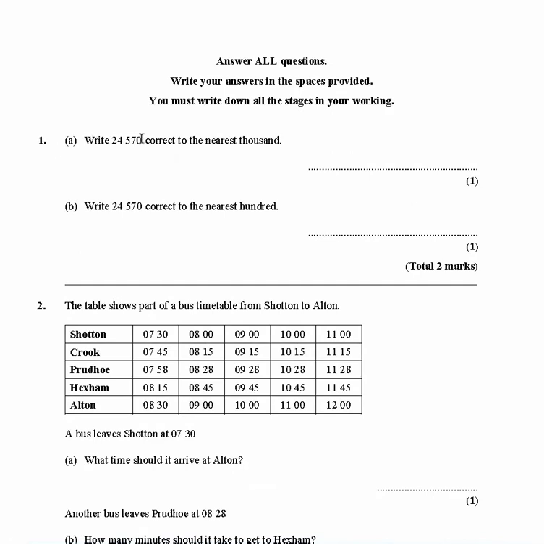Okay, question 1. That should be fairly easy. Just read it to yourself. 24,570. Okay, and write that to the nearest thousand, not to the nearest hundred. And then write it to the nearest hundred.